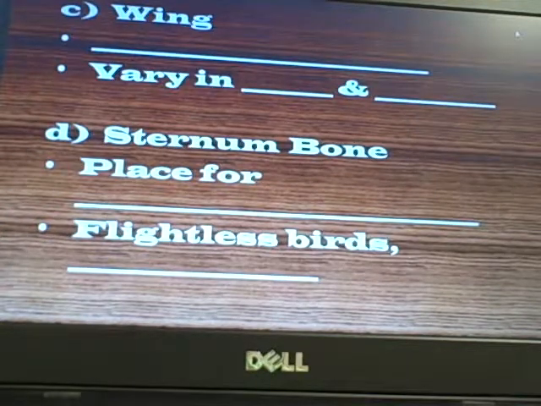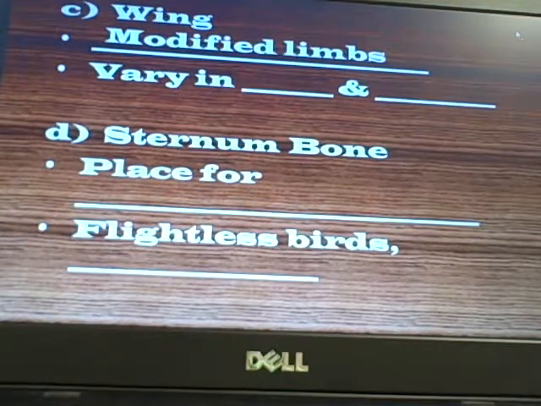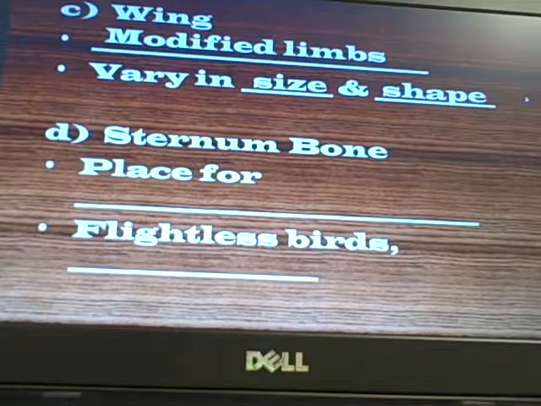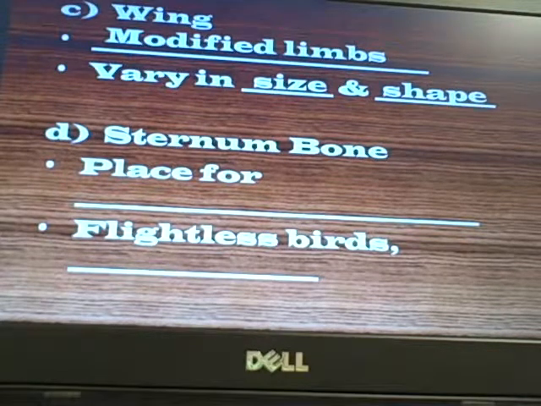All birds have wings. They are modified limbs. So again, depending on what we're talking about, some birds obviously don't fly, but a penguin, for example, would use their modified limbs or their wings to help them swim in the water. And wings vary a lot in size and shape. If you think of a hummingbird, very small, tiny wings, versus an eagle or a hawk with very wide, broad wings. So they're very different as far as that's concerned.